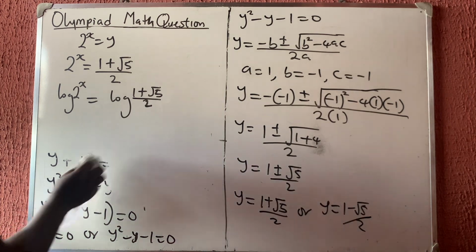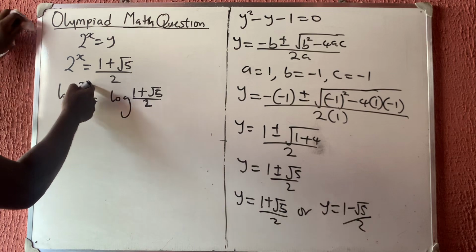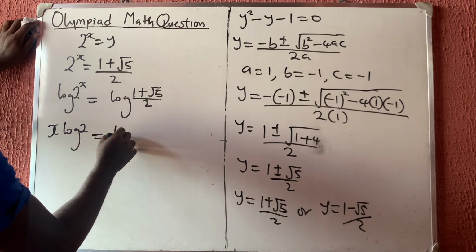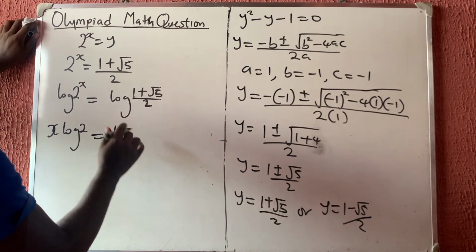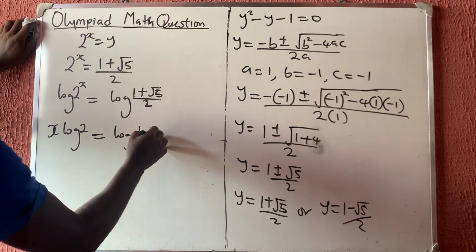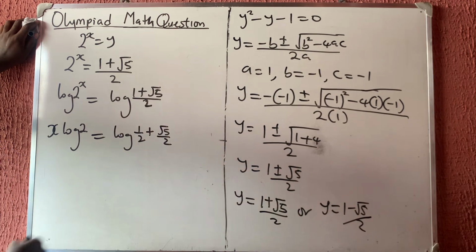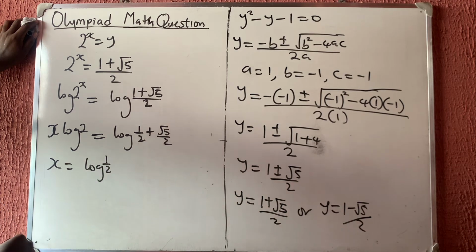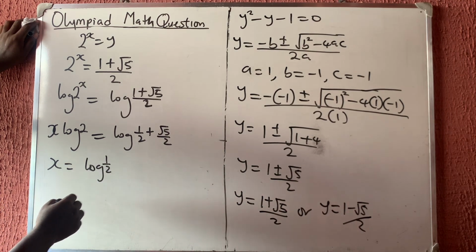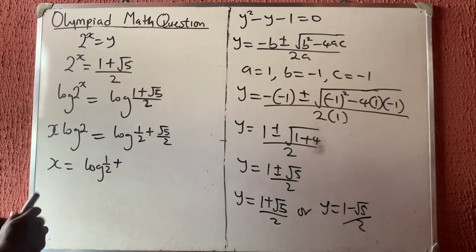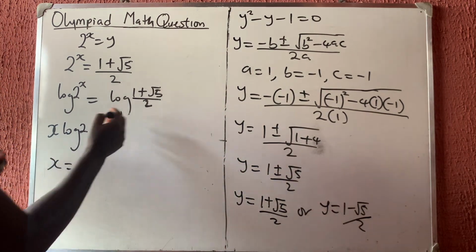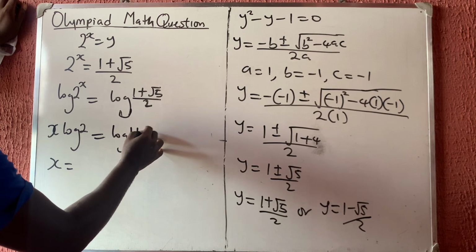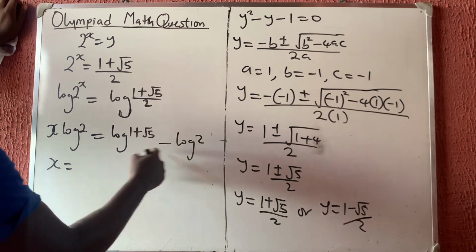So this x can go to the front. I'm going to have x log 2 is equal to log of 1 plus root 5 over 2. Then x will now be log of 1 plus root 5 over 2, divided by log 2. According to the law of logarithm, the reason I have divide was because of minus. So this could be log of 1 plus root 5 then minus log 2. It could be in this form.